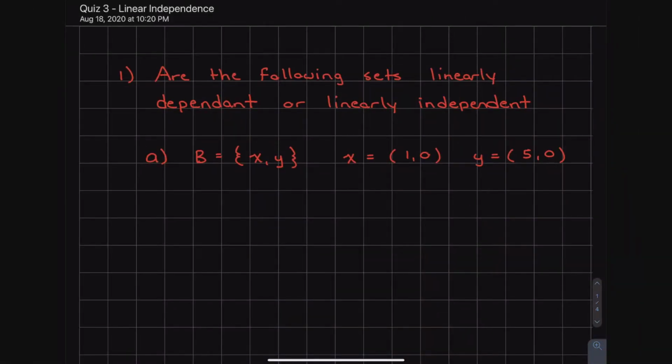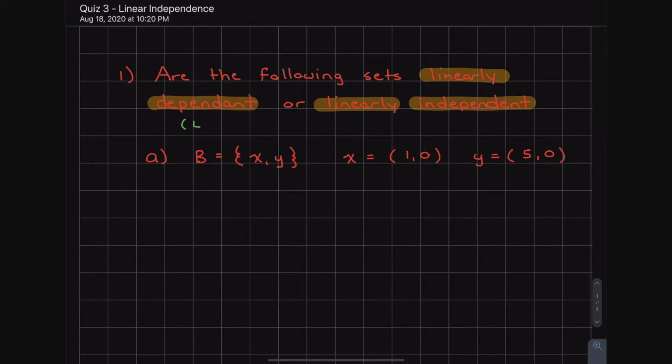All right, the quiz itself is going to be 2 questions. The first question is a little bit longer than the second, but we'll get through it and it won't be that bad. Question 1 is very simple. It says, are the following sets linearly dependent or linearly independent? Again, a great midterm question because it's so short and to the point. For linearly dependent, I'm going to mark LD, and for linearly independent, I'm going to put LI.